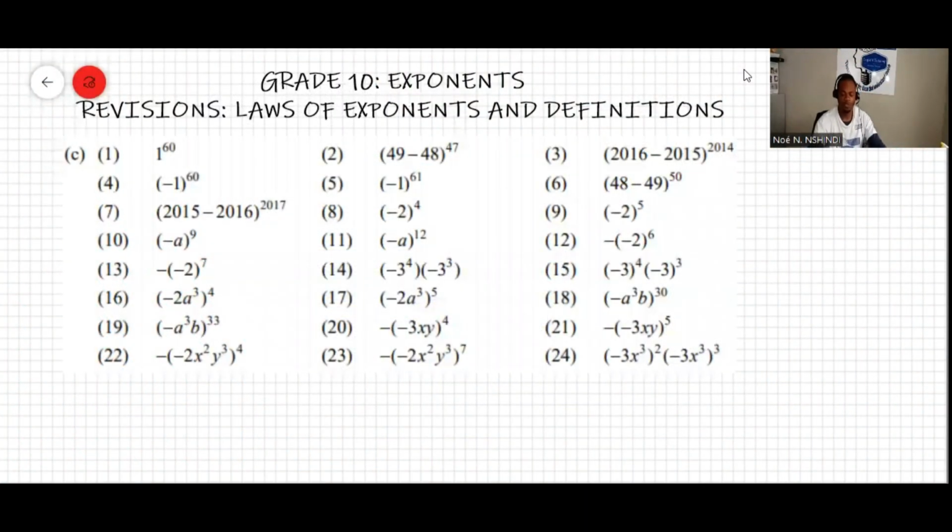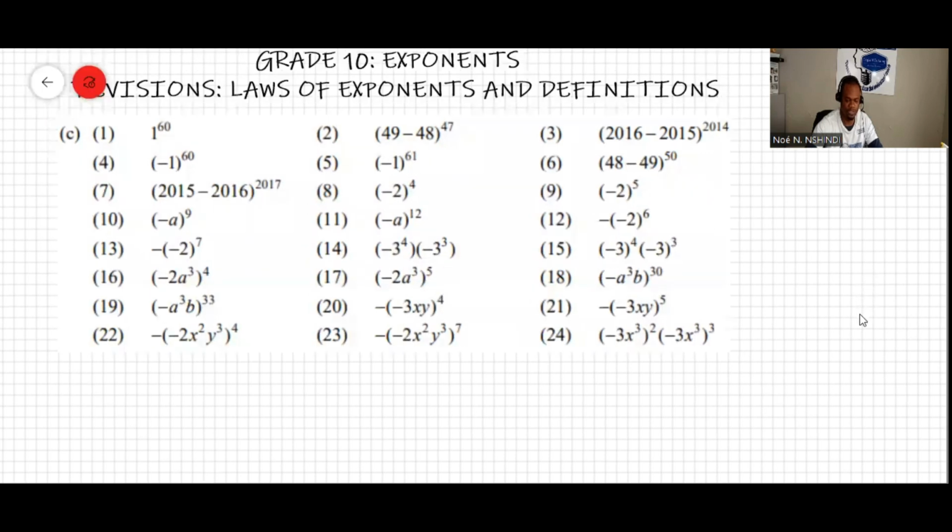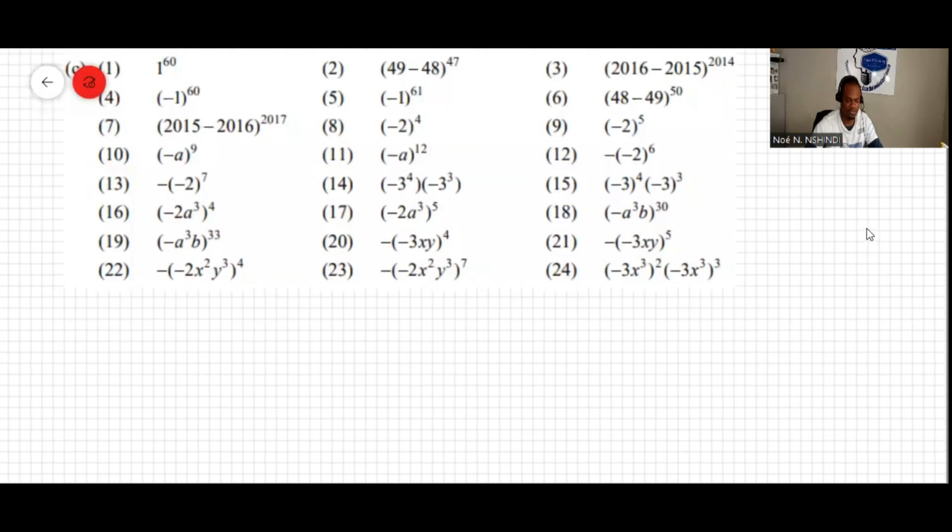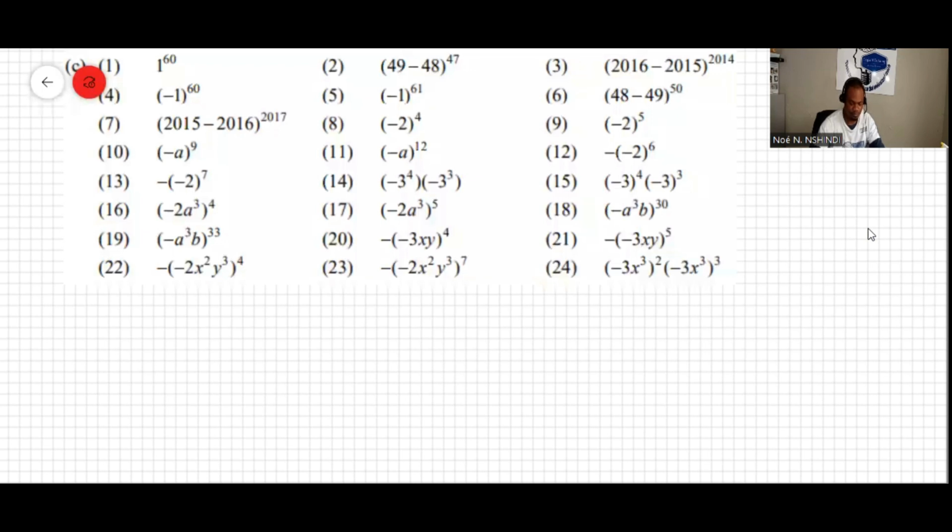Well, now we're going to do question C. The question says, I'm going to write the question here. C1: it's 1 to the power of 60. The law of exponents says that any number, okay, 1 it is. This is not the law, but I can call it the law or corollary. 1 raised to the power of a is just equal to 1.